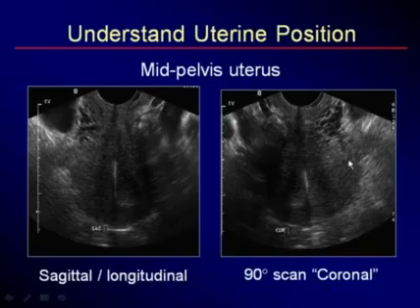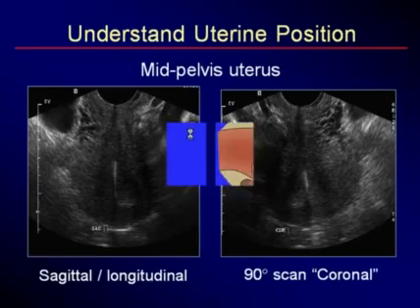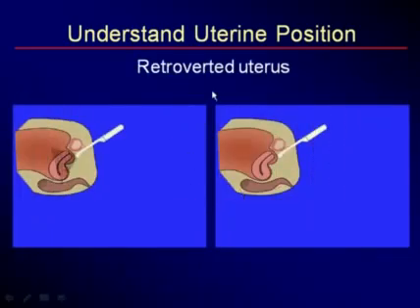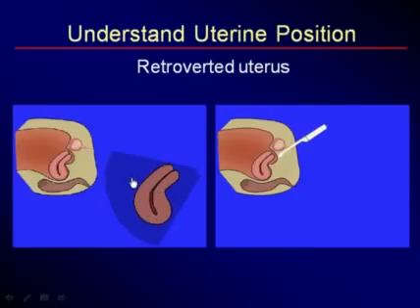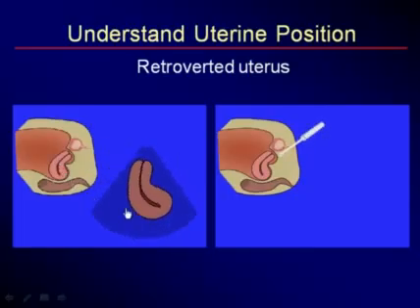When we turn 90 degrees, we don't do much better. We still don't see very well because it's still parallel, and we hardly see that IUD. That's the mid-pelvis uterus. Now the retroverted uterus, okay, this is the flipped back uterus.